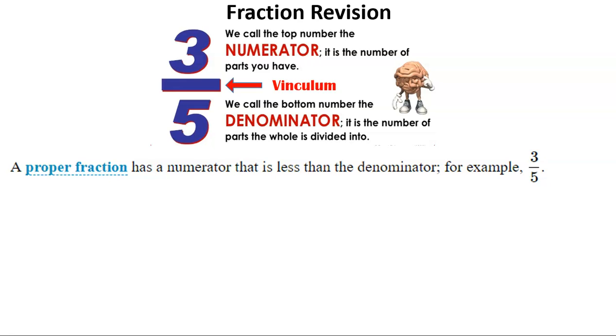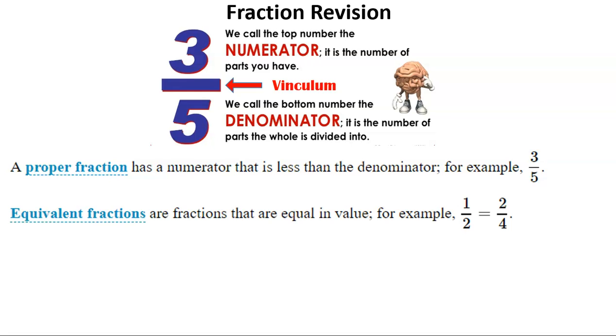A proper fraction has a numerator that is less than the denominator. I'm giving you the example here of 3/5. Equivalent fractions are equal in value. For example, a half is equivalent to 2/4. If I multiply my numerator by 2 and my denominator by 2, I end up with 2/4. So for equivalent fractions, I must multiply my numerator and denominator, or divide my numerator and denominator, by the same number.